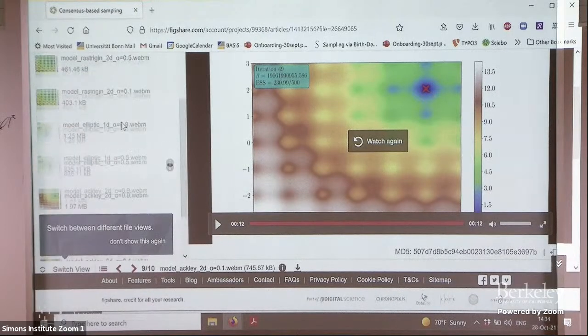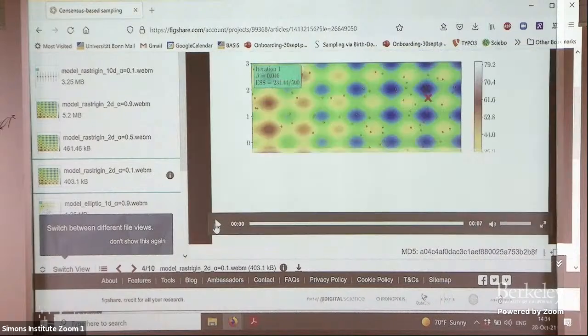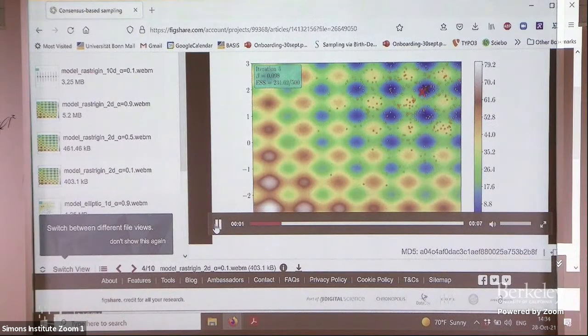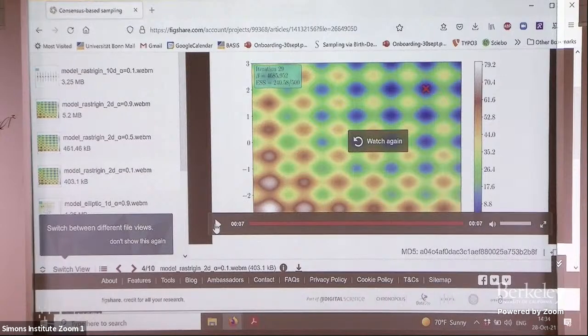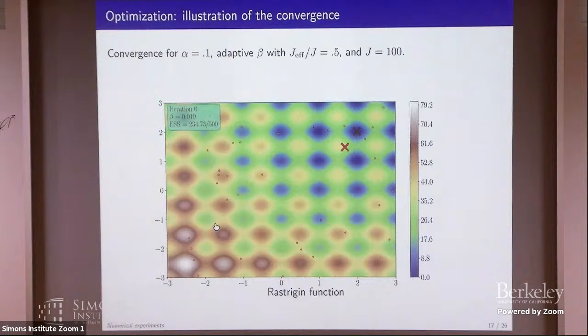And then just maybe show you one other one. Yeah, so you see that particles get stuck a little bit in the local minima, but then they get out and they find the global position.